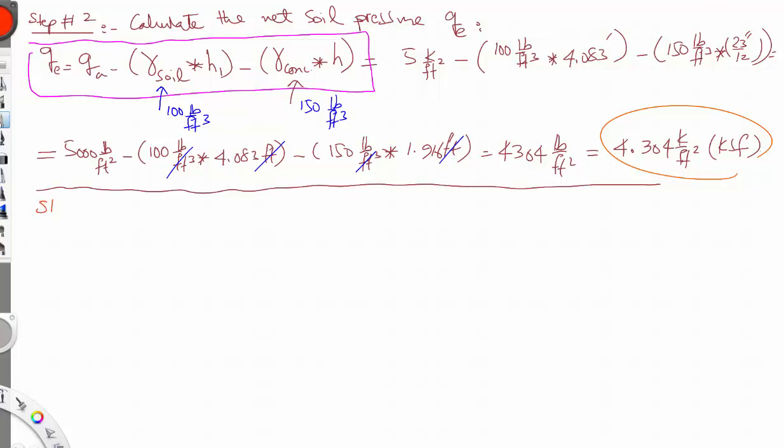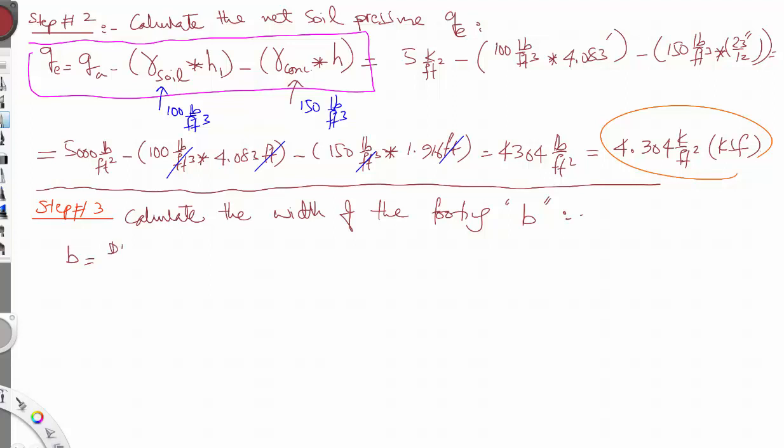So step number 3, calculate the width of the footing, and that is B. So if you want, this is what I'm trying to do. And the equation for that, B is equal to dead load plus live load divided by QE, and this is again an equation.